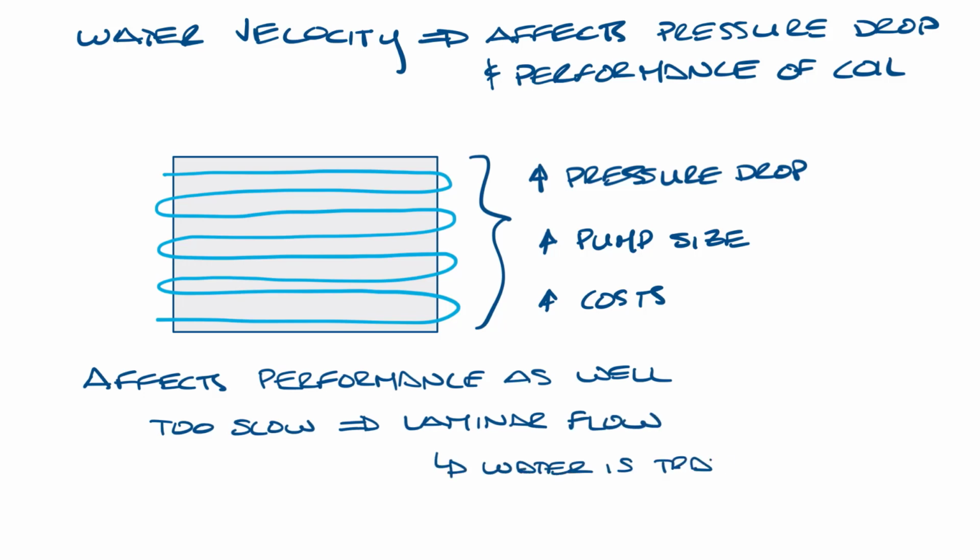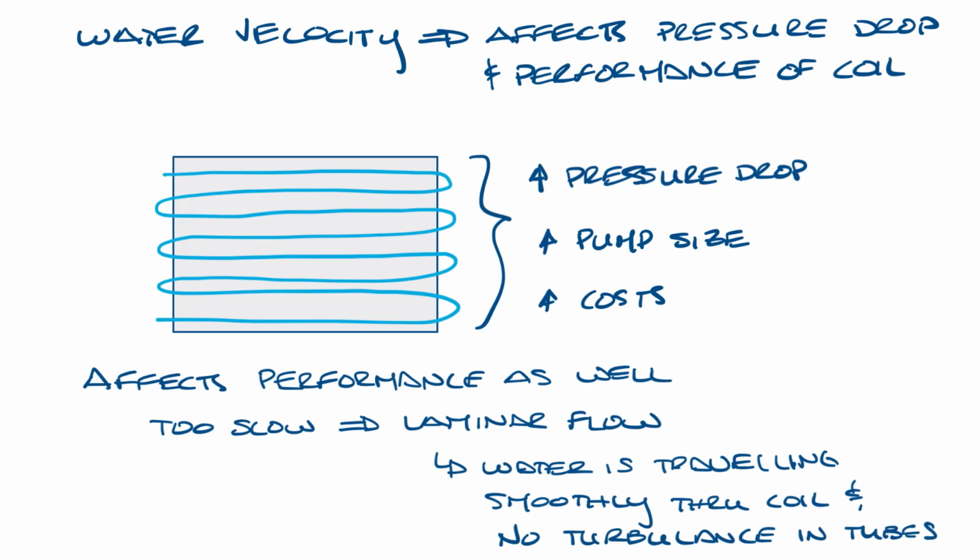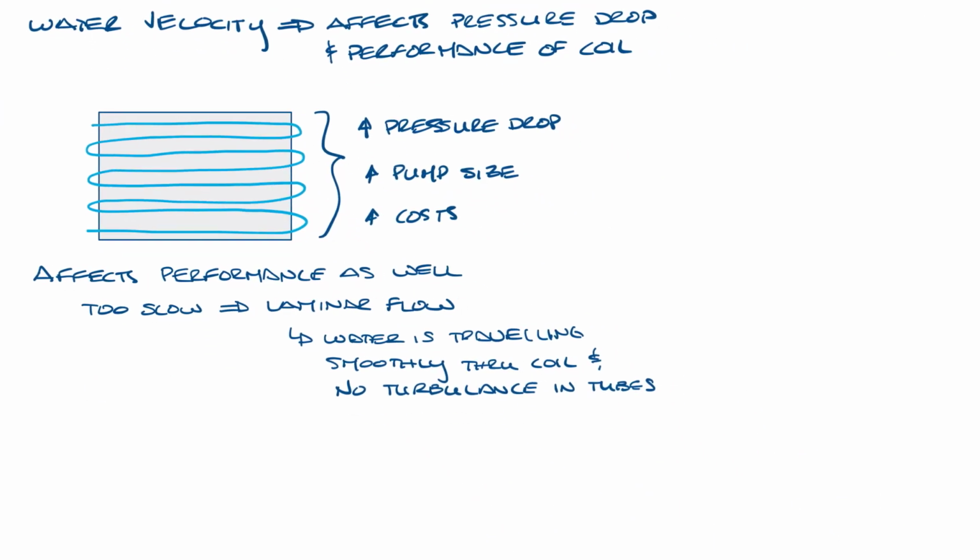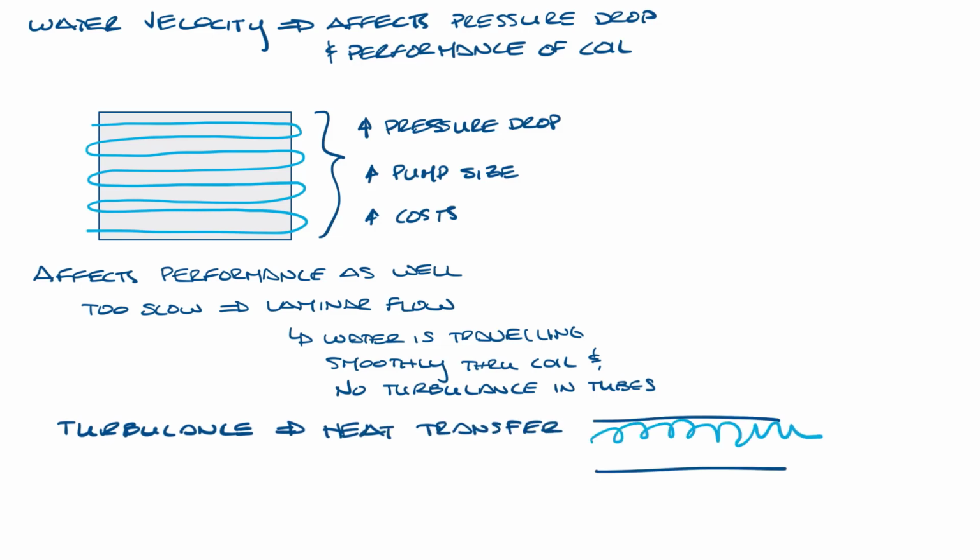This is where the water is all traveling smoothly through the coil and there's no turbulence in the tubes. Let's make a little bit of room here. Basically, the water splashing around in the tube is what transfers the heat from the water in the coil to the tubes. So if you draw this out, all this water is splashing around. It is connecting with the tube and it's transferring its heat.